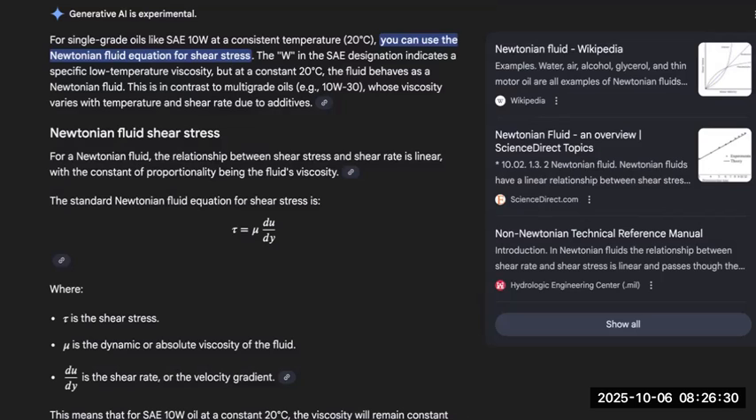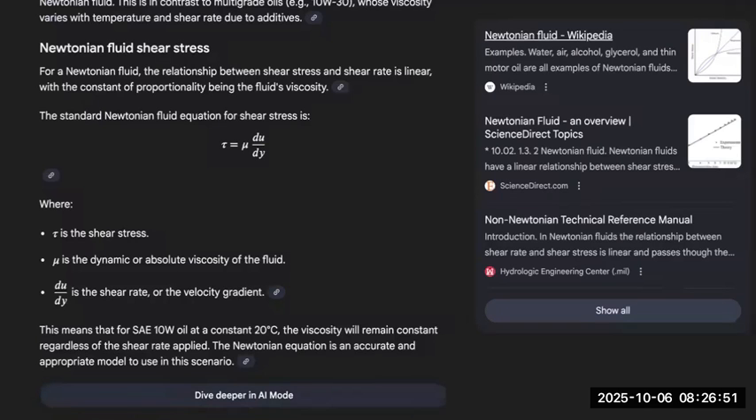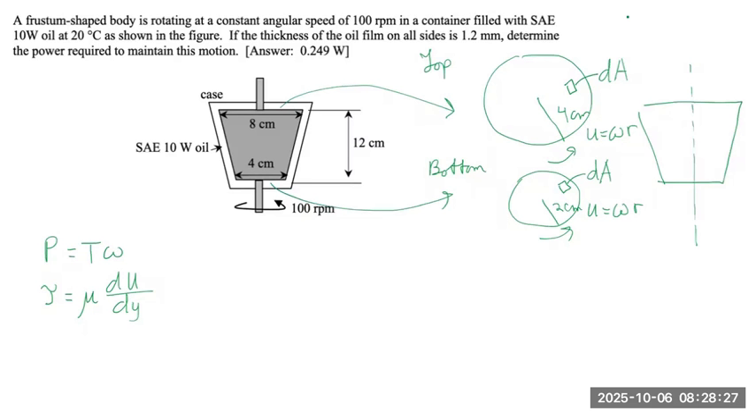So the W indicates a specific low temperature viscosity, but at a constant 20 degrees Celsius, the fluid behaves as a Newtonian fluid. And this means that for SAE 10W oil at a constant 20 degrees Celsius, the viscosity will remain constant regardless of the shear rate applied. And thus, the Newtonian equation is an accurate and appropriate model to use in this scenario. So, yes, we can use this equation for shear stress.